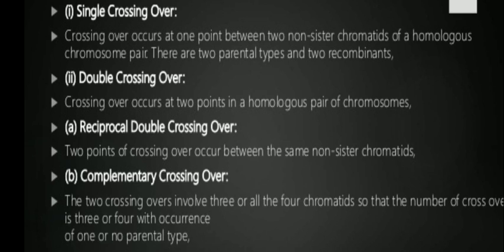The second type is complementary crossing over. Here it generally involves 3 or 4 chromatids, and as 3 or 4 chromatids are involved, the crossing over also takes place at 3 to 4 points. So complementary crossing over is where the two crossing overs involve 3 or all 4 chromatids, so that the number of crossing overs is 3 or 4.